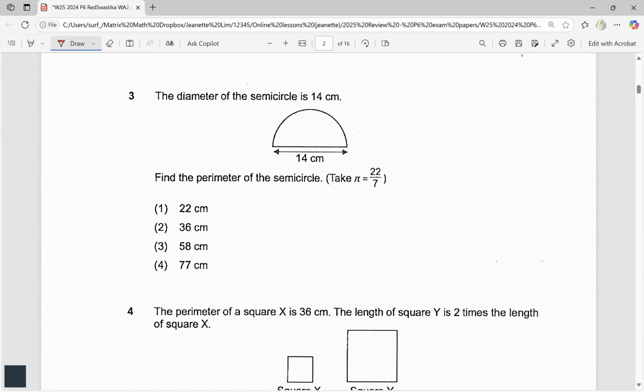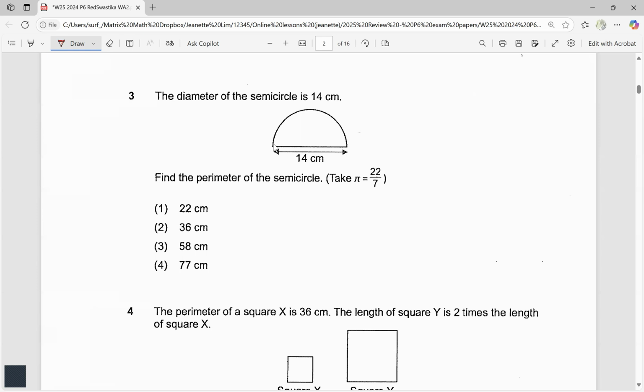Question 3, the diameter of the semicircle is 14 cm. Find the perimeter of the semicircle. Now the common mistake that students make is that they find the arc only. They didn't add the straight line. So remember to add the straight line.